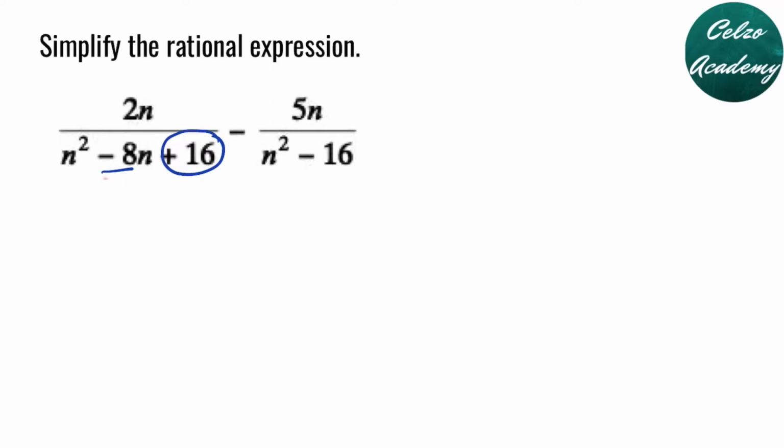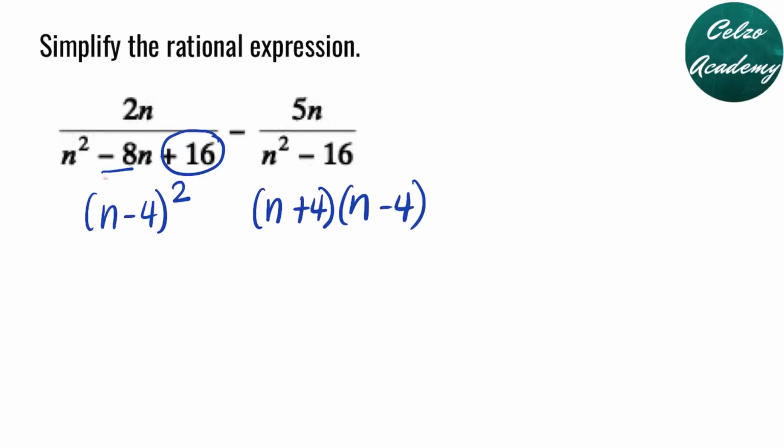So we can write the factors as n minus 4 times n minus 4, or n minus 4 to the second power. For the second denominator, n squared minus 16, this is a difference of perfect squares. So we need to factor it as a product of sum and difference. We will split up n squared as n times n, and for negative 16, we will use positive 4 times negative 4.